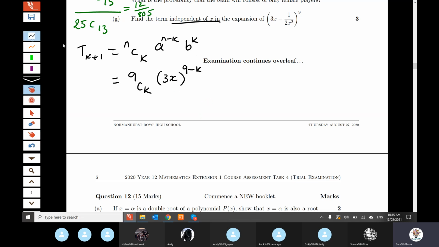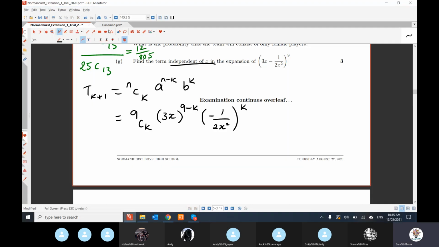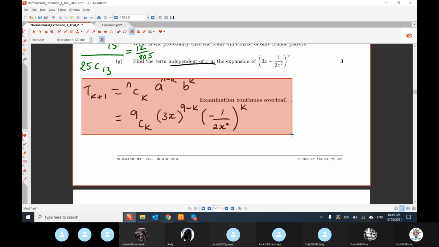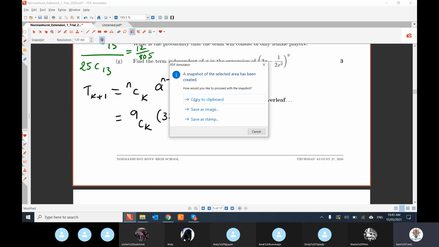Back to it. 3x and then negative, I'll do it slowly because it might have been a while. So let's do it like that. Negative 1 over 2x squared to the power of k. I'm going to run out of room. So I'm going to just bring this to another page.